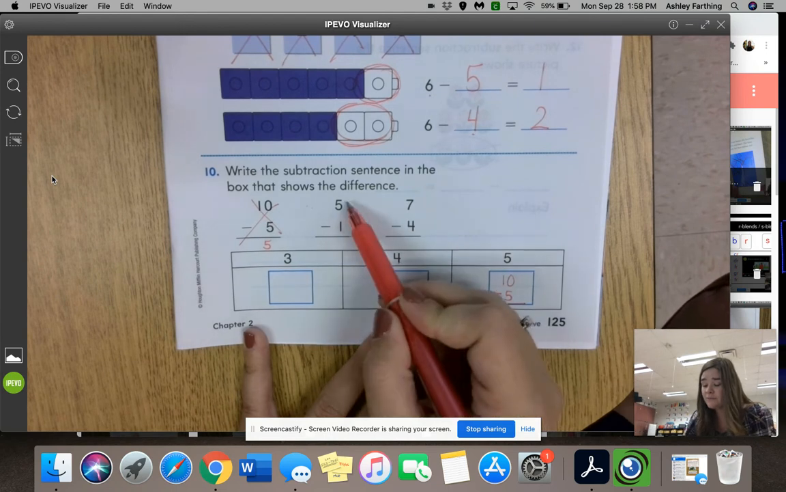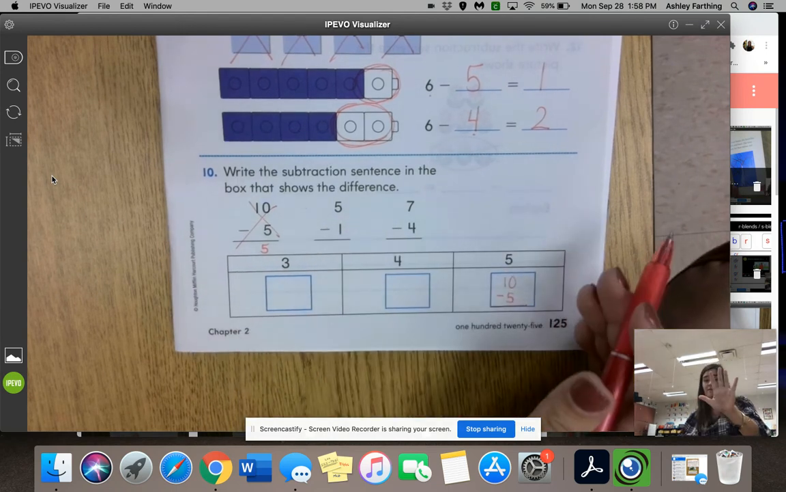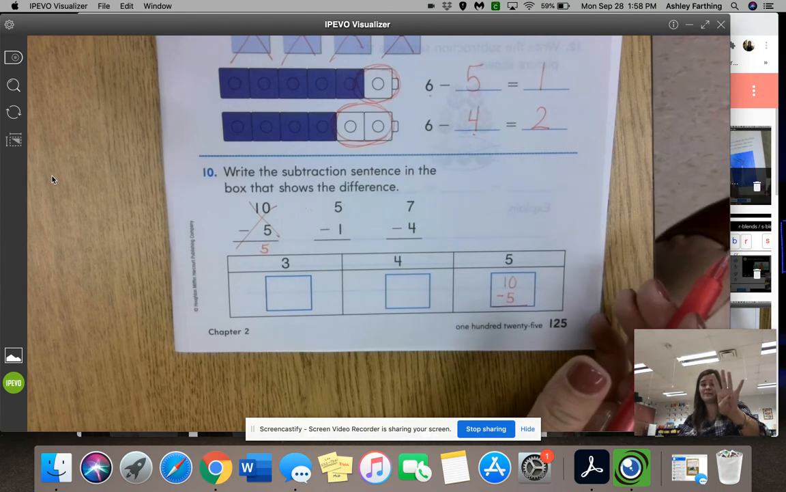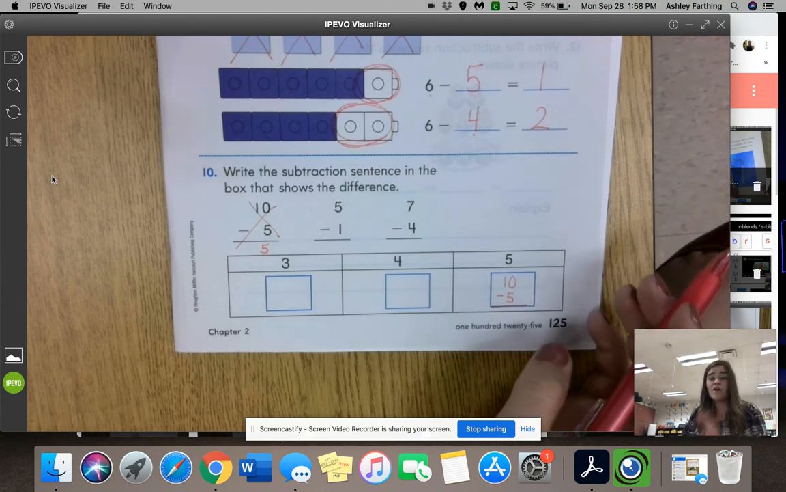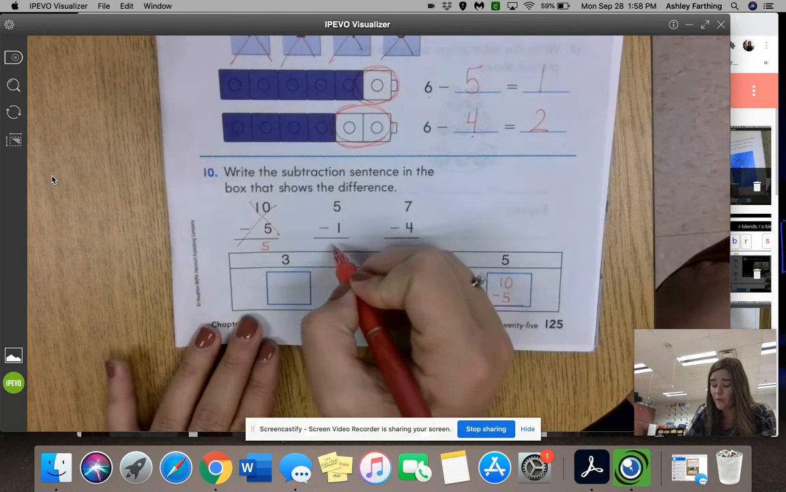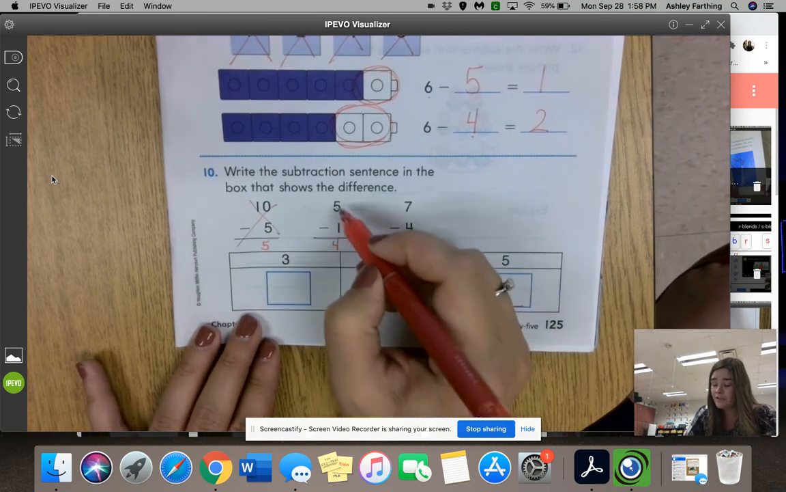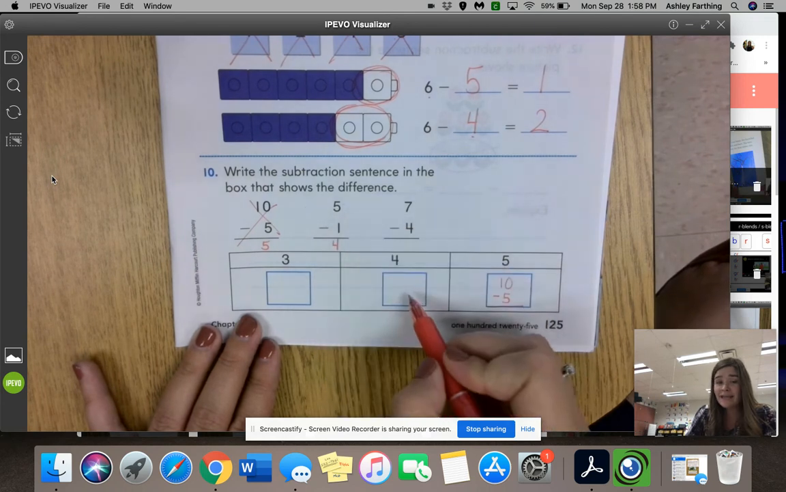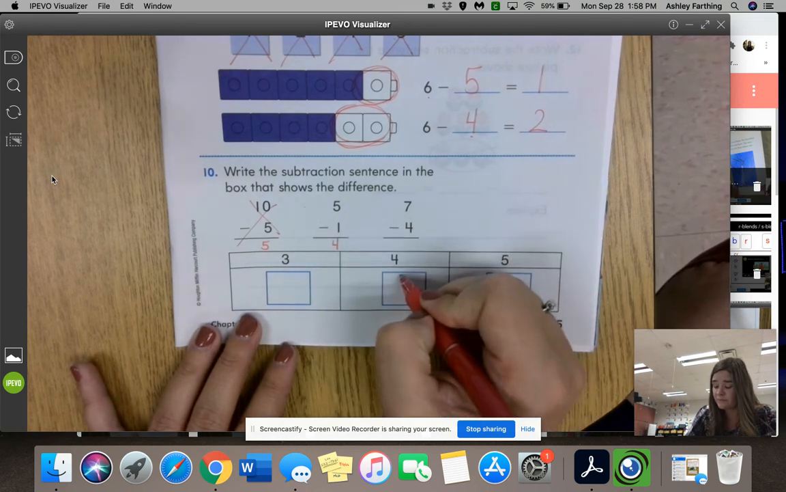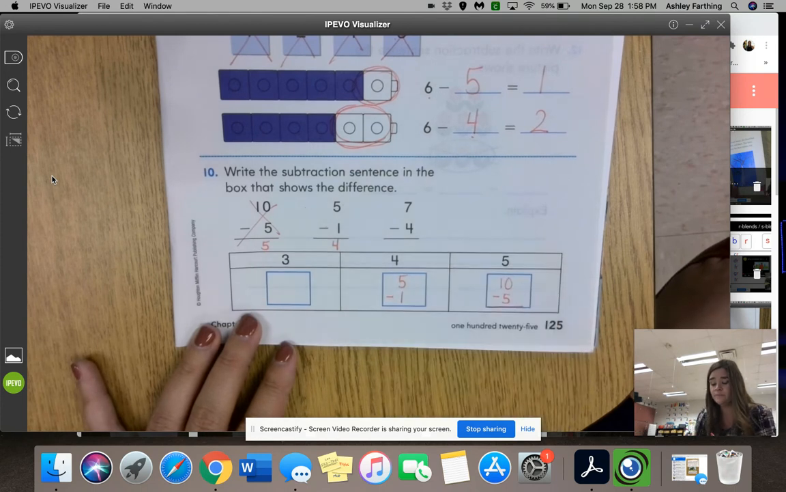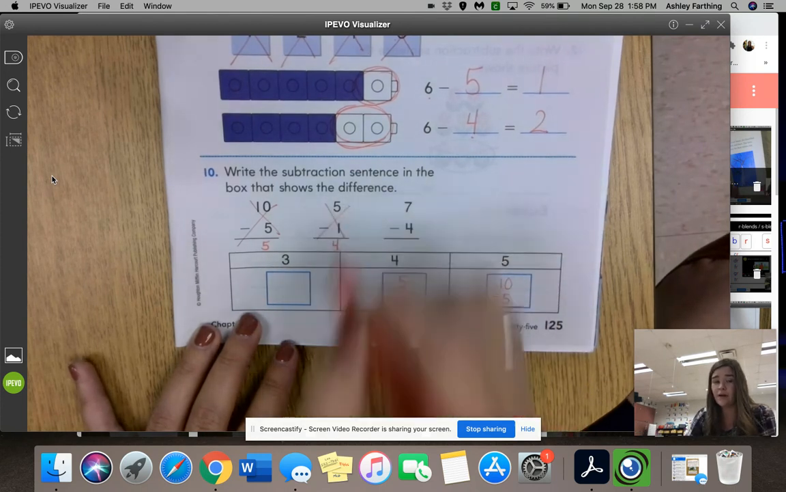Okay, the next one is 5 minus 1. Show me 5 fingers. Take away 1. How many do you have left? You have 4 left. So I'm going to write my little number 4 here so I don't forget it. And I'm going to write 5 minus 1 in the 4 box because it equals 4. I'm going to cross it out so I know I've used it.